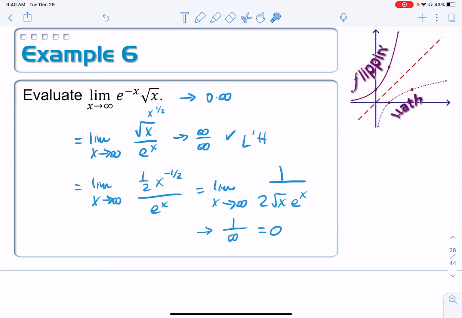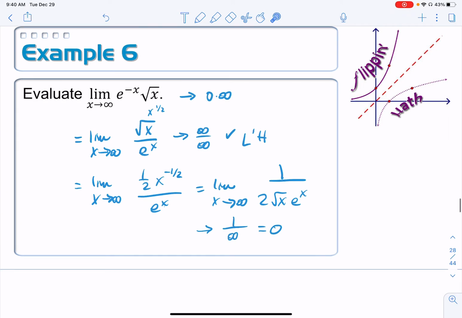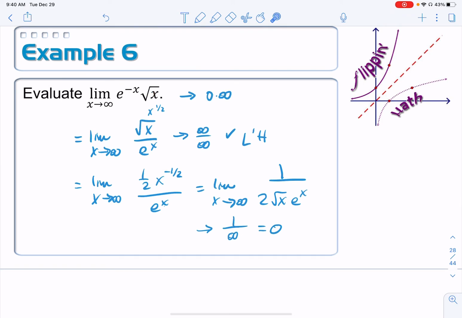That's not always going to be the case. I want you to think of this as kind of like a race. This function here is racing towards 0. This second function, square root of x, is racing towards infinity, and we want to know which one of these is going to win the race.